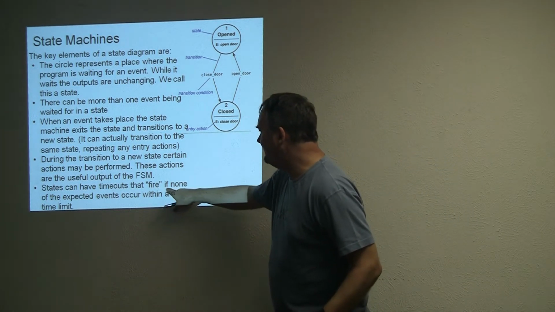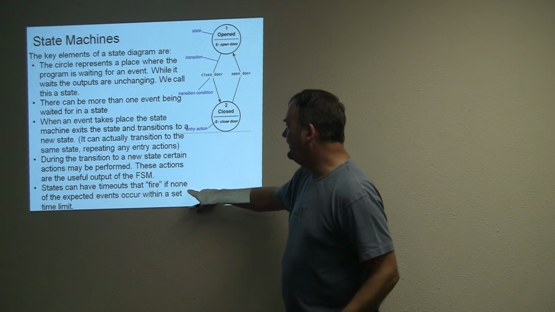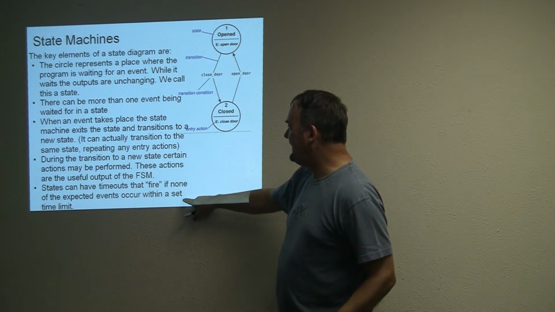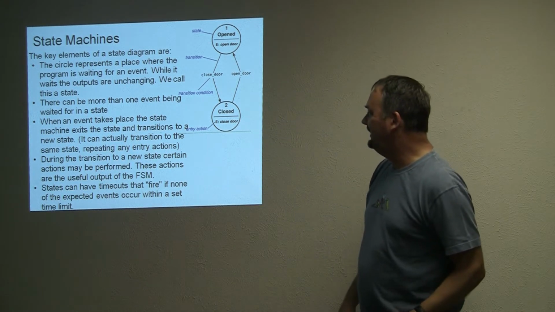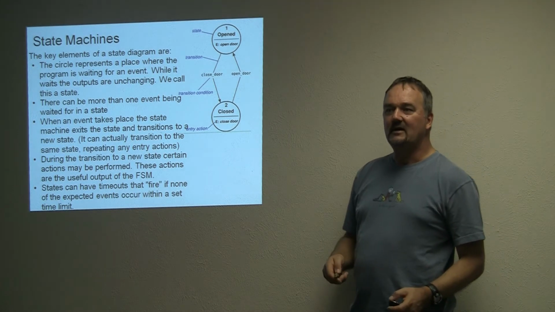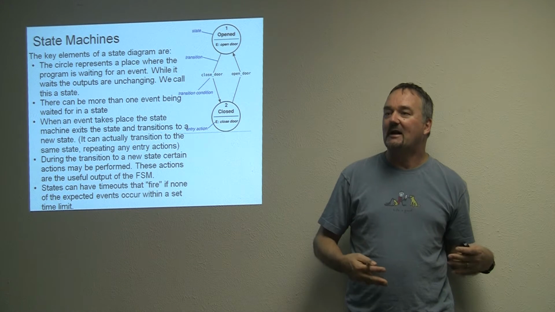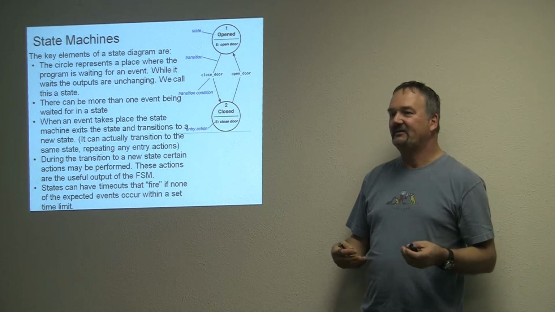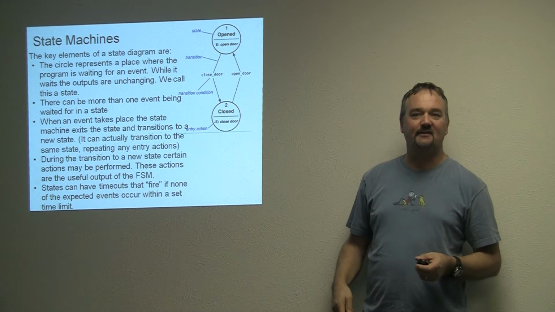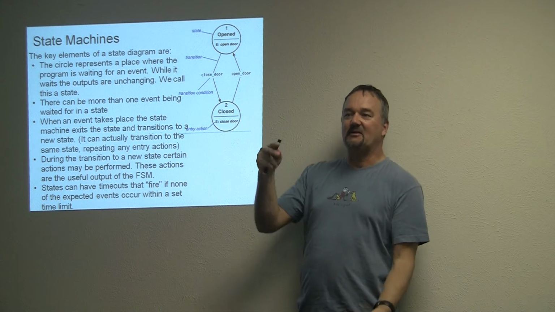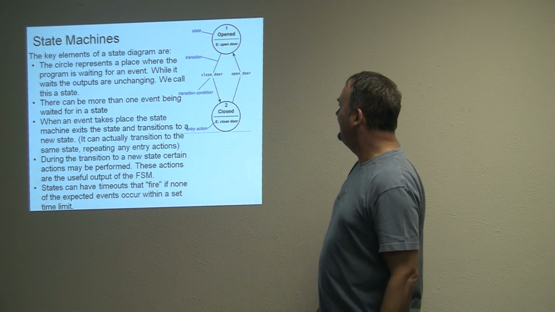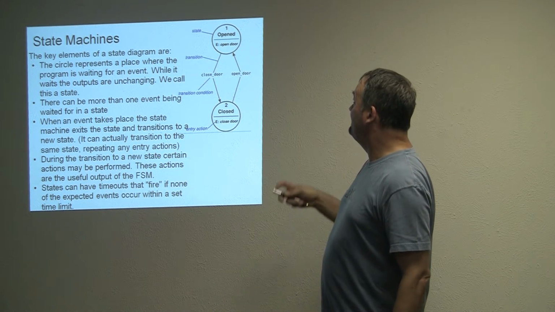States can have timeouts that fire if none of the expected events occur within a set time limit. So a typical use of that might be where you want to back your robot up for a certain amount of time and then start going forwards again. So you just time out in some state and then transition.